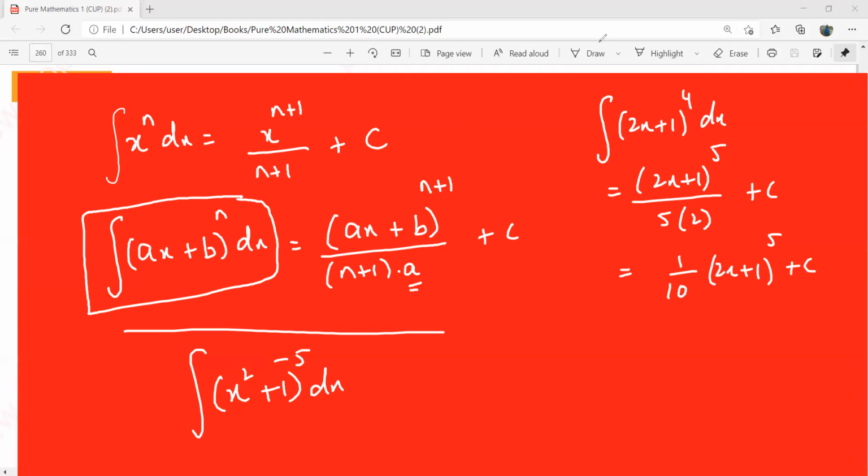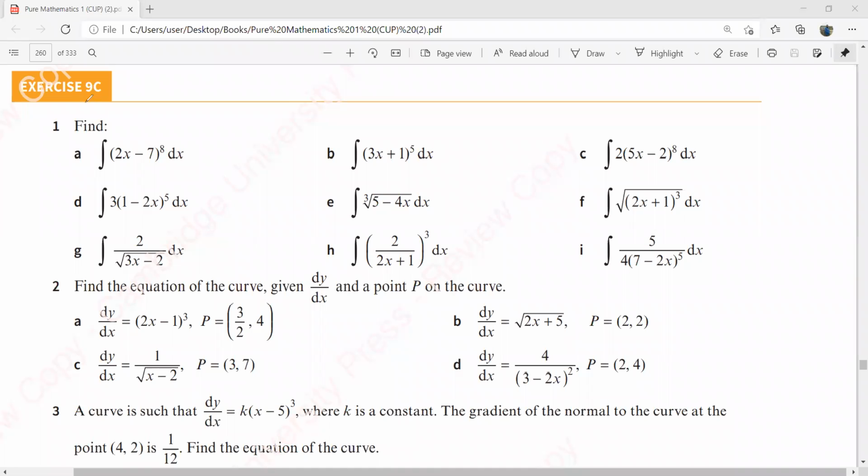Now if you look at exercise 9c here, all these expressions in all these parts are linear. If I do some of them quickly, this would be (2x minus 7) to the power 9 over 9 into 2, and then never forget to write this plus c. And then you can simplify this.